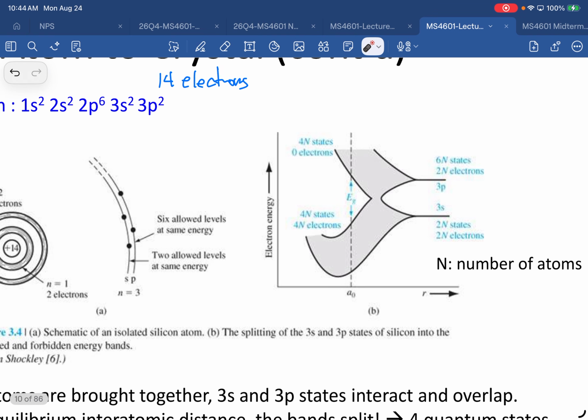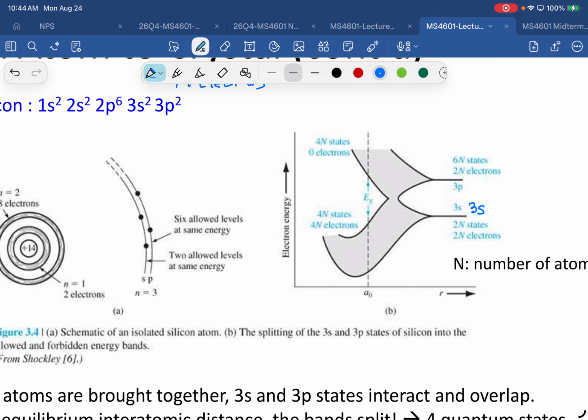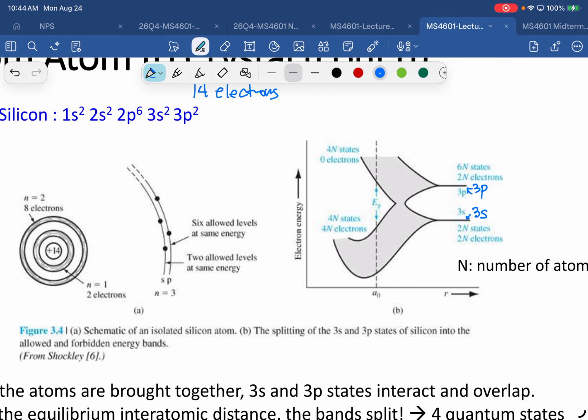Okay, so this is essentially a far away, isolated condition. Now 3s is at a lower energy than 3p. For example, here this is 3s and then 3p, this energy. So when it's isolated, but when we bring the silicon atoms close to each other, energy splitting happens, right? Because the electrons are interacting with each other.